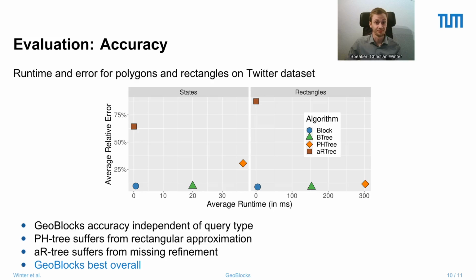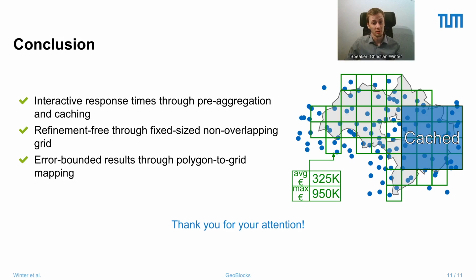To sum up, we achieve the sub-second query latencies required for interactive analysis by pre-aggregating and by reusing commonly queried areas. We can achieve error-bounded results without need for refinement by using a non-overlapping fixed-size grid as an index structure for our work.